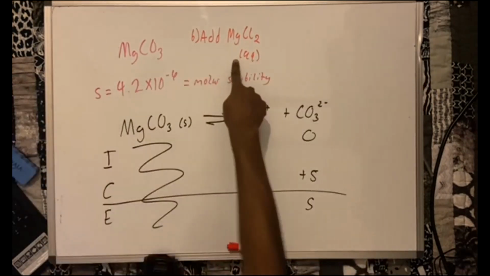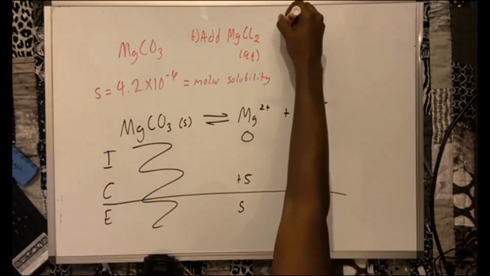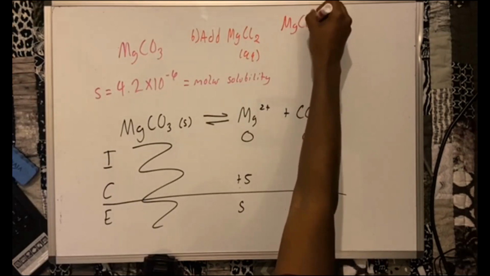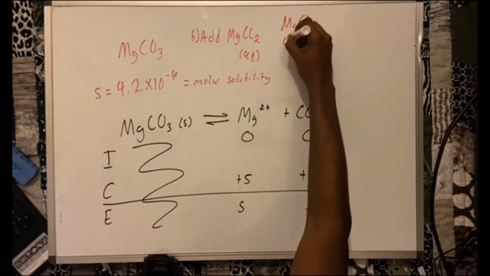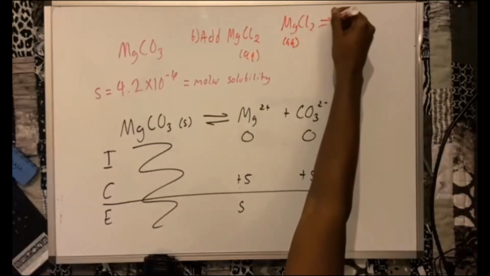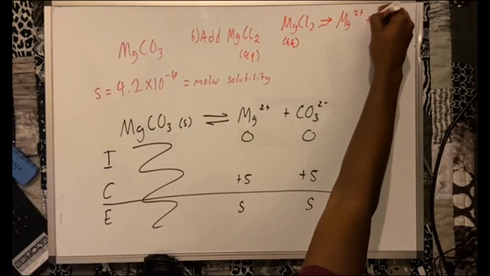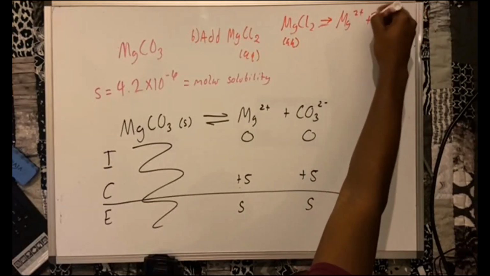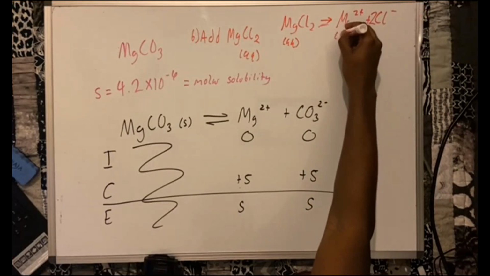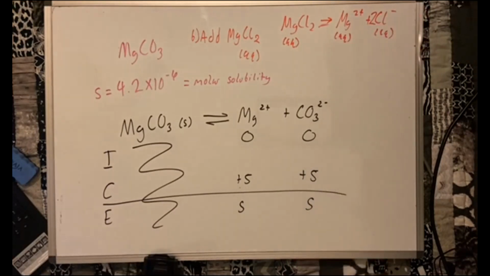Okay, since this is aqueous, when I put it in the water, it's going to break up. So MgCl2 aqueous is going to go, it's going to be a straight arrow, to Mg2+ and 2 Cl-. And those are aqueous as well. Right?